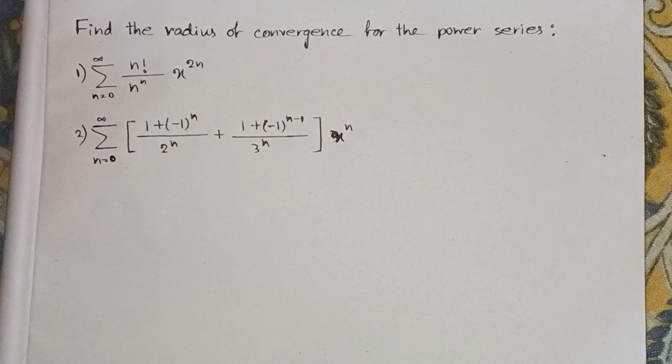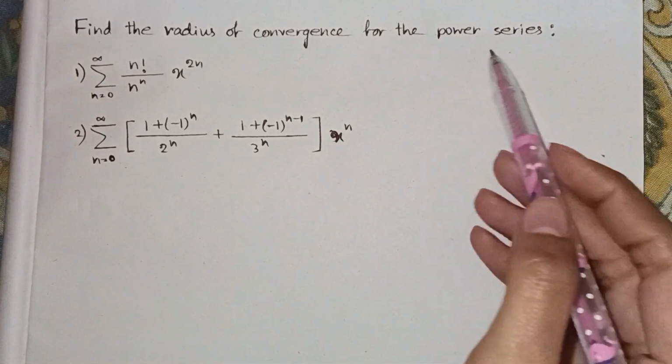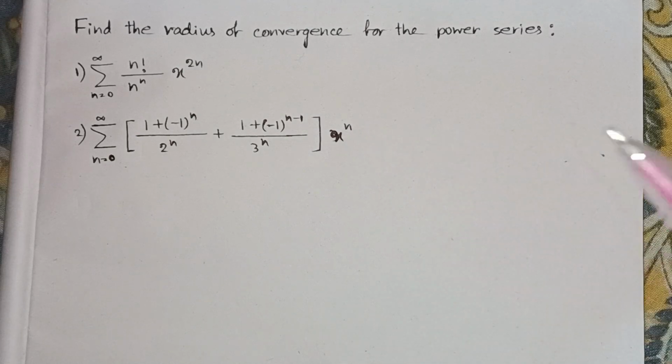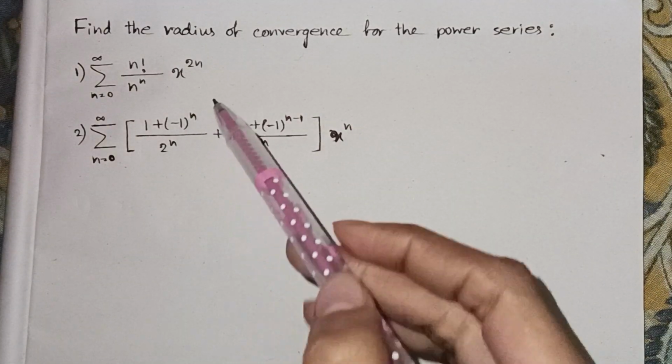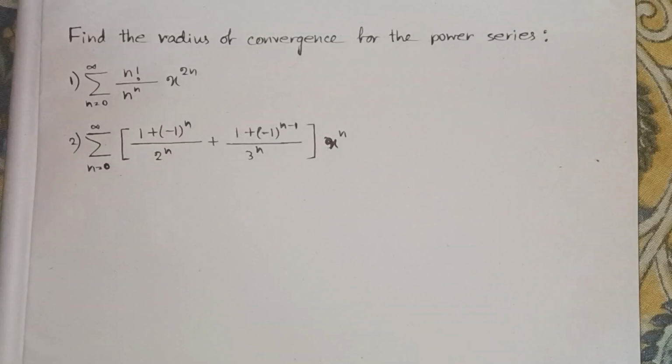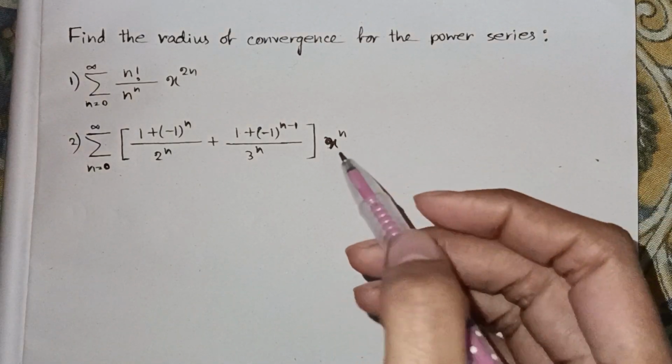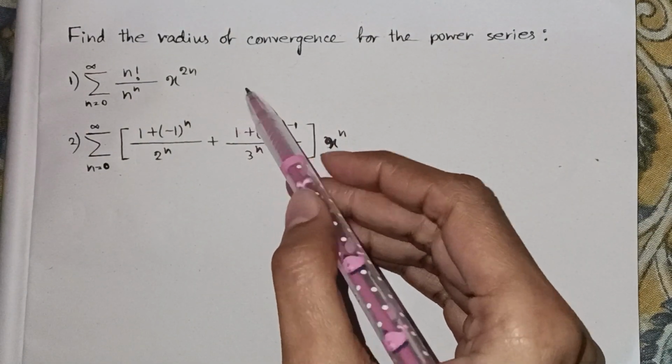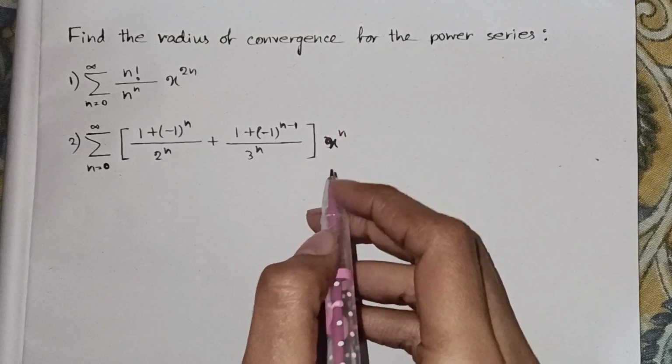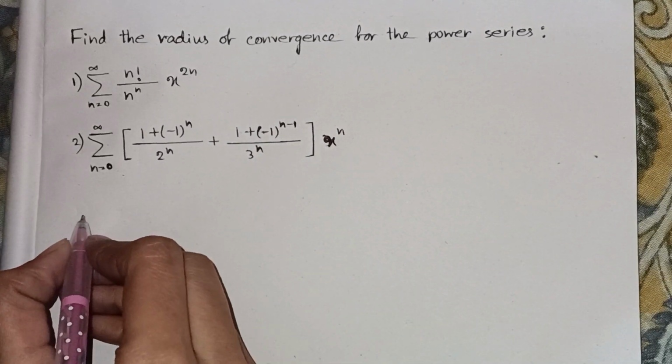In this video, we will find the radius of convergence for these two power series. Many students use the wrong method to find the radius of convergence of this type, but the answer turns out correct sometimes. But this will not be the case every time. So to get the correct answer every time, you have to follow the correct approach. So let's start this.